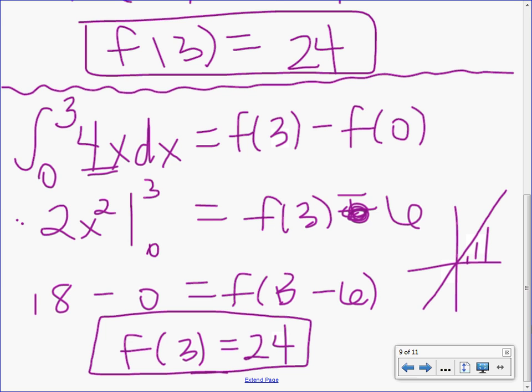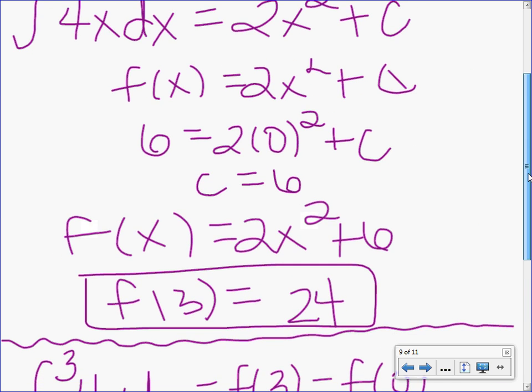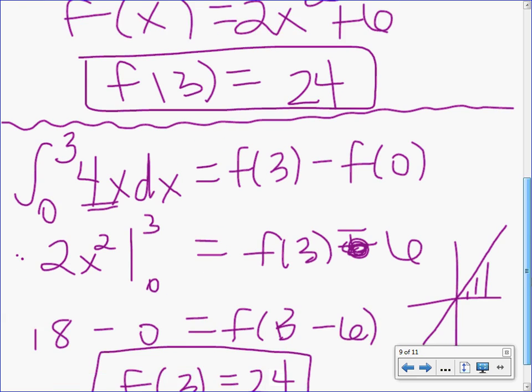It doesn't matter. I prefer the fundamental theorem of calculus. I think it's quicker anyway. I feel like this first way is a lot more work. It doesn't matter. The AP graders will accept either way.